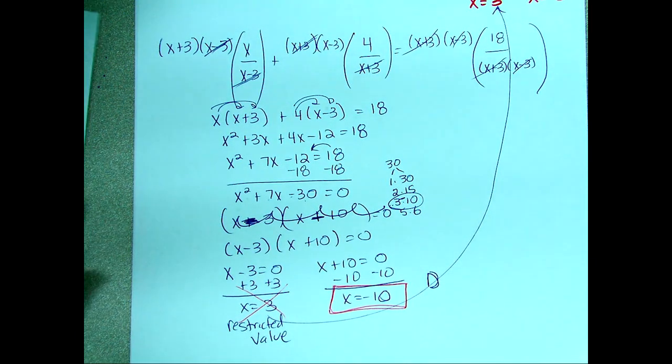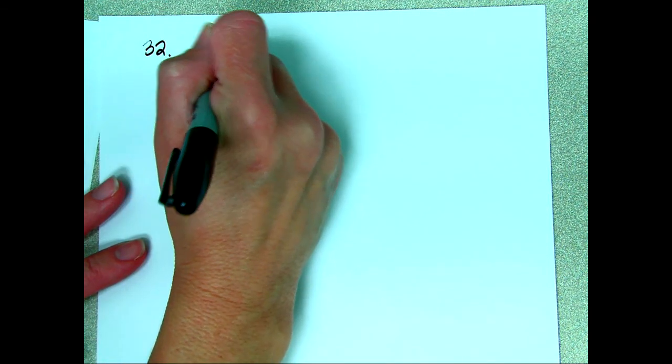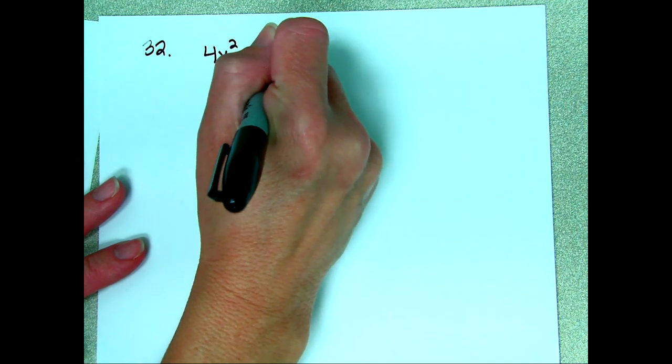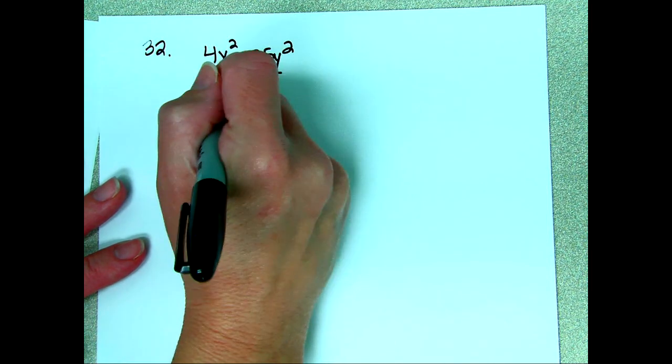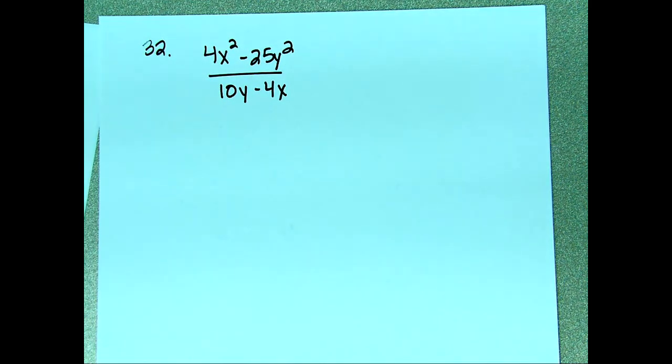Number 32, simplify the rational expression: x squared minus 25y squared over 10y minus 4x. To simplify, multiply or divide, we must factor first before we cancel. So we don't just start canceling off like terms. You have to factor first before you cancel.